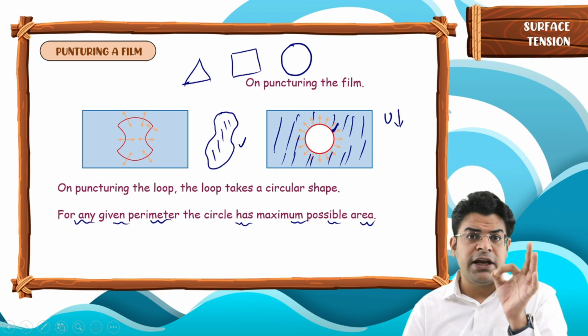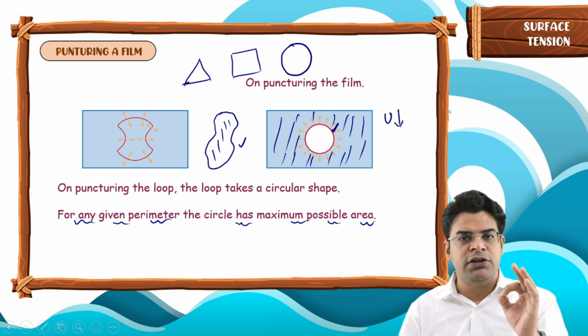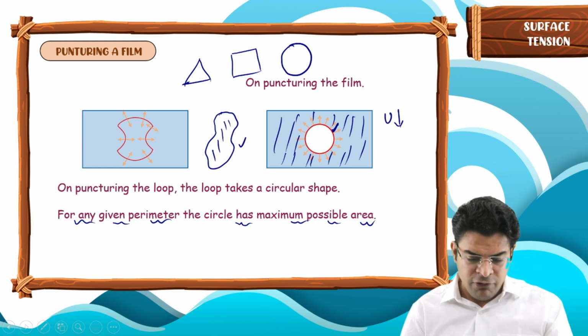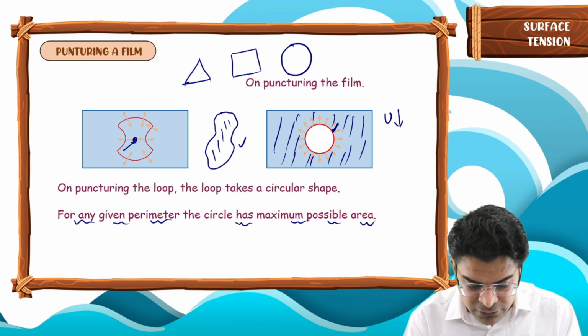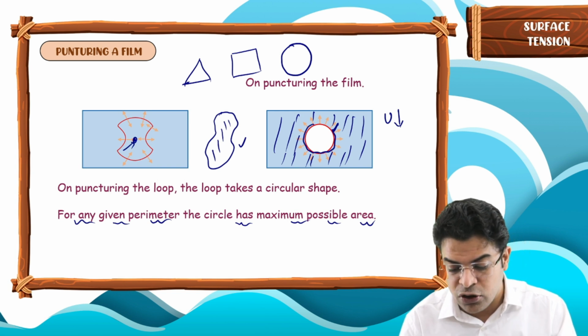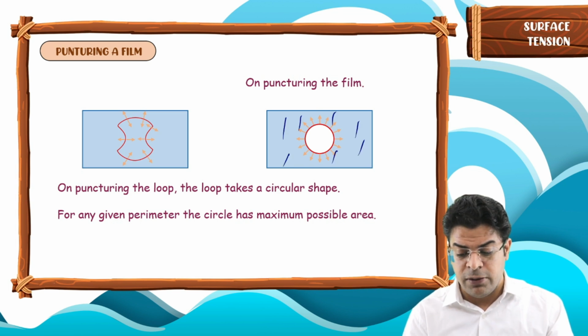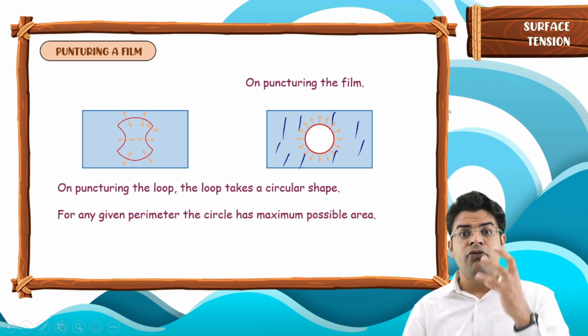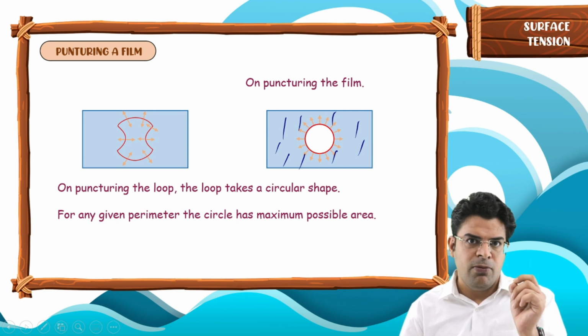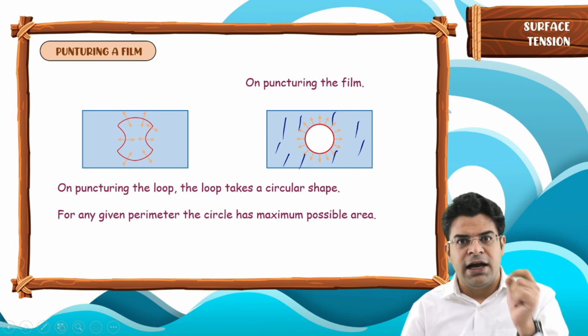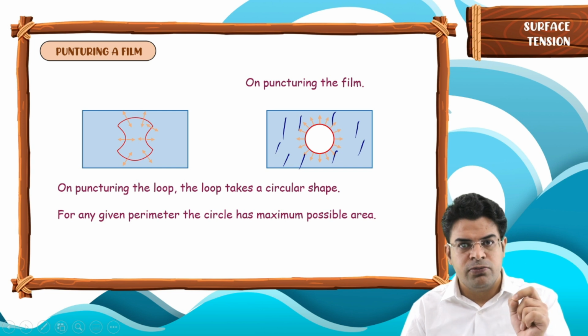The universe craves for stability, and stability is always attained at lower energy level. When we puncture this internal part, the loop takes up a circular shape, because for a circular shape you get the maximum area. So the area of the remaining film is minimum. As the area of the remaining film is minimum, we will say that the surface potential energy is minimum.